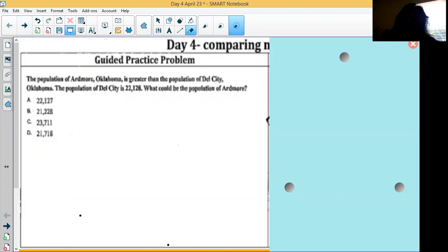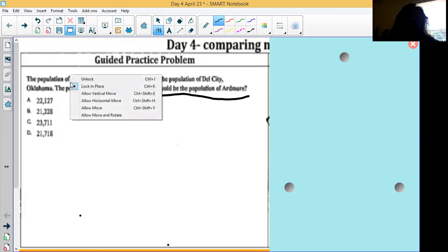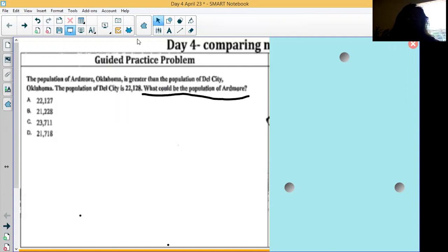First thing we're going to do is begin by cubing, and we're going to underline our big question. What could the population of Ardmore be? That's what we're trying to figure out. Go back within the problem and figure out what's given that's going to help us to answer this big question. Well, the first thing we see is the population of Ardmore is greater than the population of Dale City.